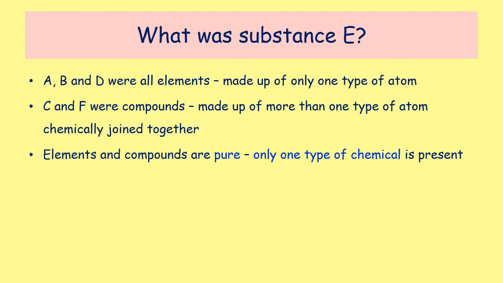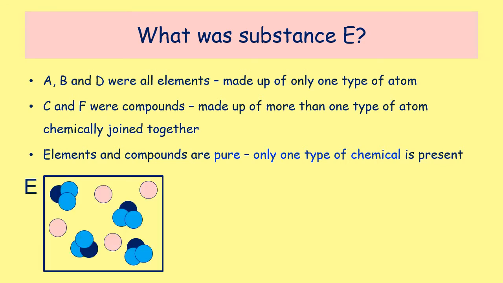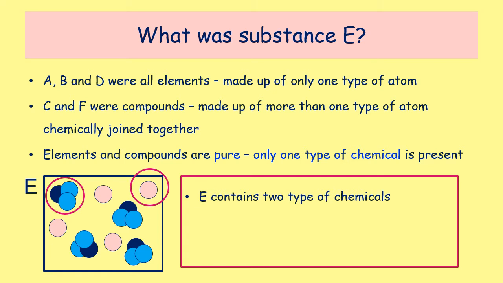But E had a combination of things. We had one thing, which is the pink atoms. They're one substance. And then the triangles made of two light blue and one dark blue atoms, that's another substance. So it's not pure. E contains two types of chemicals or two types of substance. It is not pure. And any chemical that is not pure, or how we would describe it as impure, is called a mixture. So E represents a mixture.